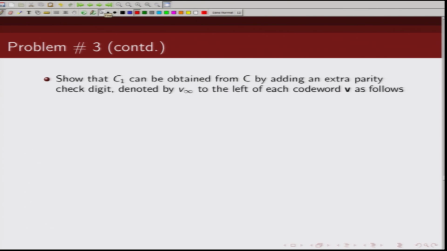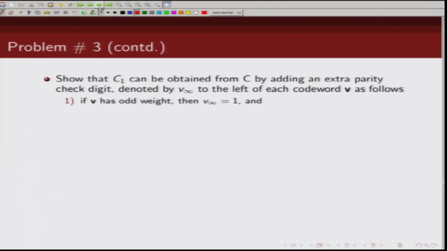Next, we are going to prove how we can generate this new code C 1 from the original code C. And what did we mention? We mentioned that this new code C 1 can be obtained from the original code C by adding an extra parity bit, which we denote by V infinity, to the left of the original code word V in this fashion. If V has odd weight, then V infinity is 1, odd parity, and if V has even weight, then V infinity is 0, even parity. So, let us prove this.